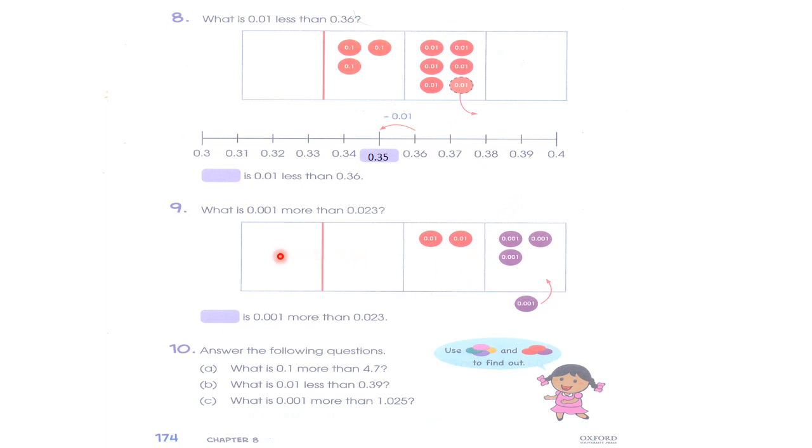And so we can say that 0.35 is 0.01 less than 0.36. Are you understanding my point so far? It's very simple, we are doing it in a very easy way, okay?